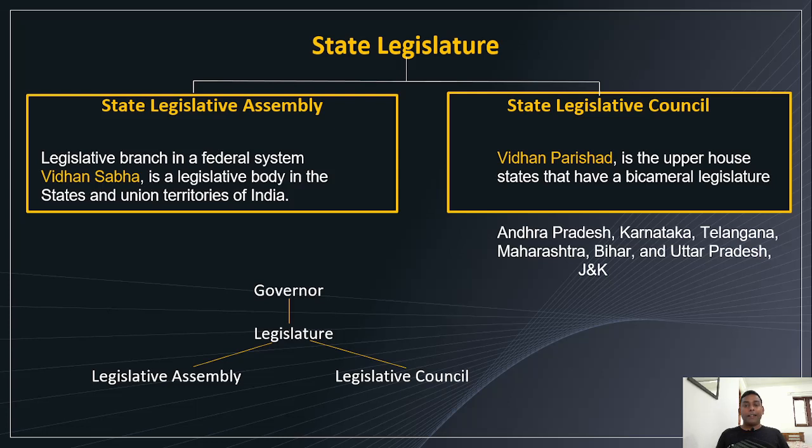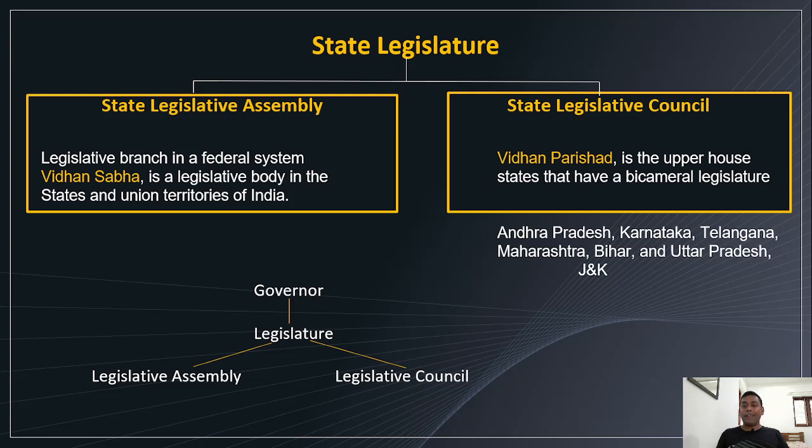Next is state legislature. Actually, some states consist of only a state legislative assembly. Most of the Indian states consist of only one unicameral system, that is only one body, the state legislative assembly. But some states consist of two bodies: state legislative council as well. Okay. Then about assembly, legislative branch in a federal system: Vidhan Sabha, is a legislative body in the states and union territories of India.